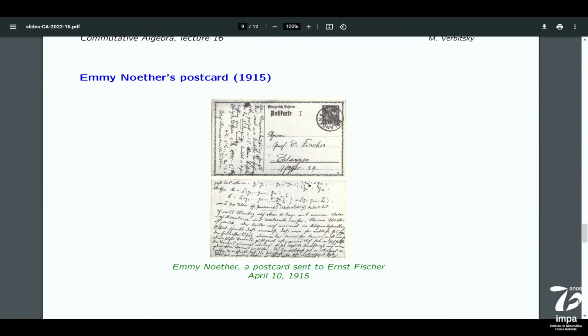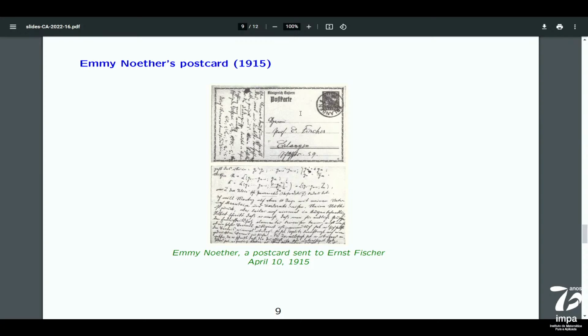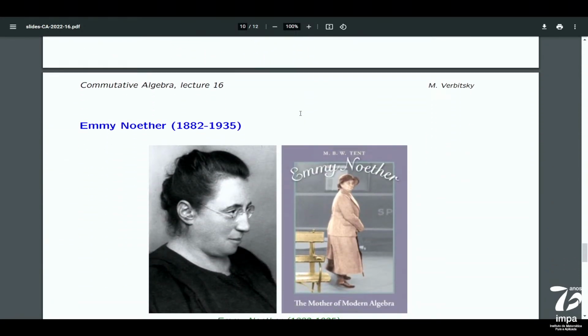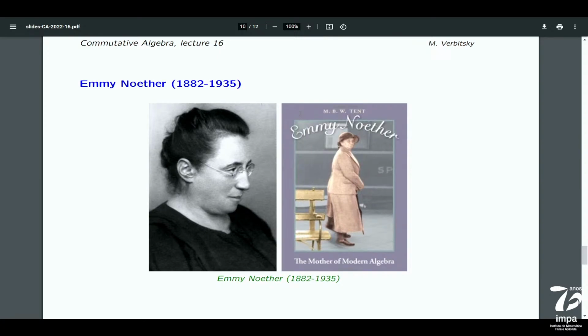Yeah, this is Emmy Noether's handwriting. She wrote a letter to her colleagues, lots of them, and this is one of such letters. It was much earlier than the Noether theorem. This is a biography of Emmy Noether with a very strange picture. Well, one of them is good, and the frontispiece, of course, is terrible. There's lots of discussion online whether this second picture is right or not, but it's definitely colorized. The original is black and white.